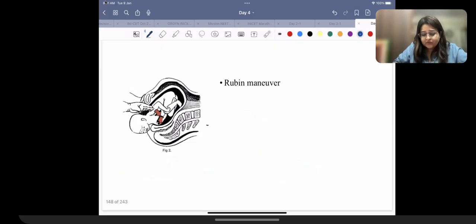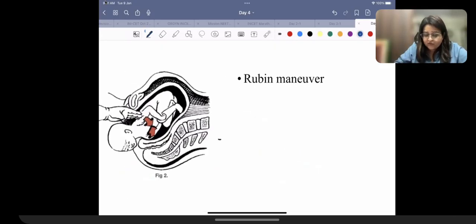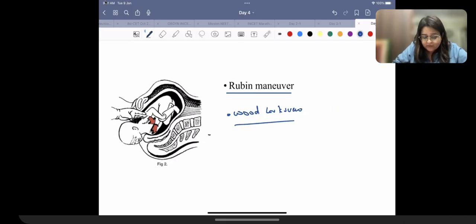What are the rotational maneuvers? Now, the rotational maneuvers are two. One is the Rubin maneuver and the second is the Wood's corkscrew maneuver. Now, what are these maneuvers? Rubin maneuver is this one. You put your hand inside and try to adduct the shoulder. That means bring the arm close to the chest.